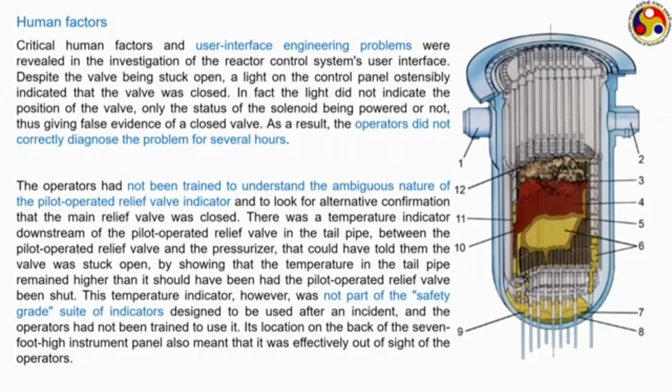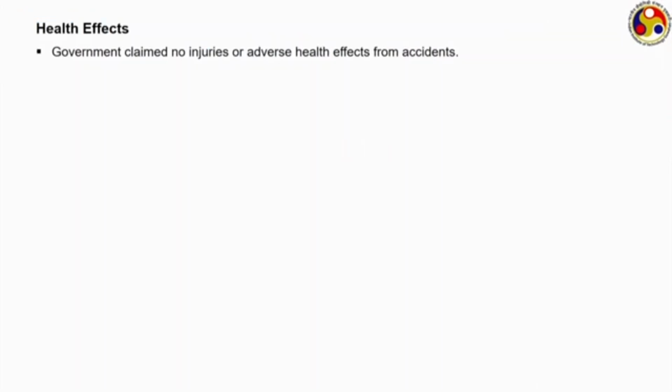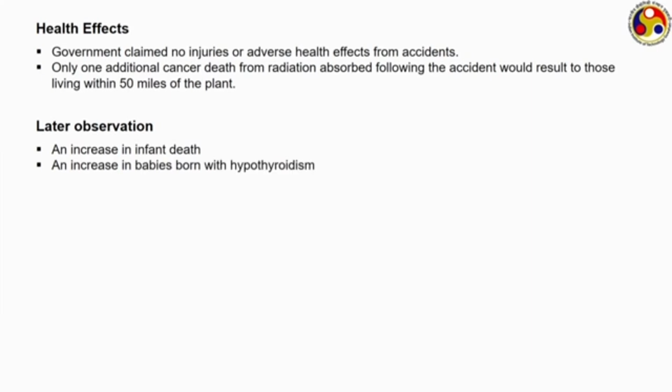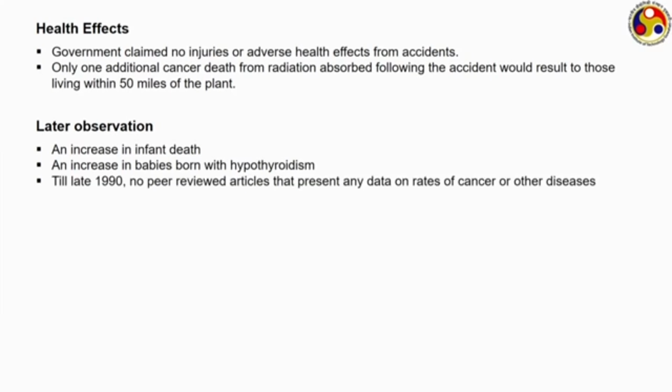And this was the situation of the reactor core after the incident happened. Now, the health effects. Of course, the government tried to suppress that incident. They claimed that there were no injuries or adverse health effects from the accident. Only one additional cancer death from radiation absorption resulted within 50 miles of the plant, but later it was found that there was an increase in infant deaths. Also, there was an increase in the number of babies born with hypothyroidism, which was the result of the spreading of radioactive iodine and cesium isotopes into the surrounding areas.